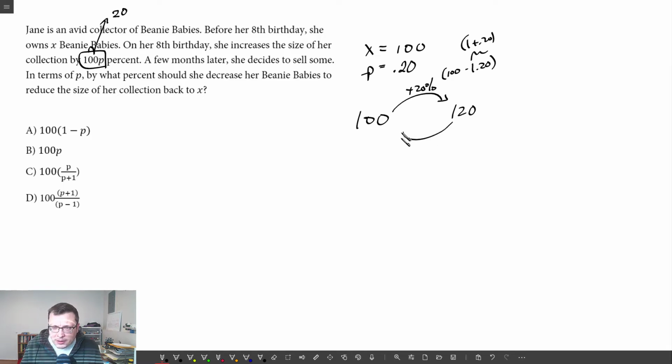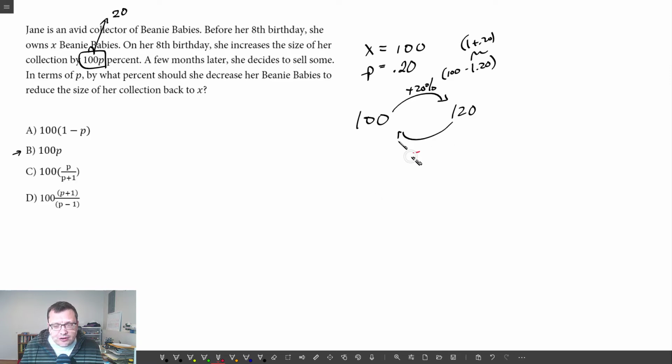So the question is, by what percent do I need to decrease to get back to start? Now, if you picked B, you probably thought, well, I just take away 20%. Right? I go from 120 to 100. I take away the 20% to get back to start. So it's like I'm just decreasing it by 100p%. It's a perfect circle, right? Unfortunately, it doesn't work. If you take away 20% from this, you won't get 100 again. I think you get like 96 or something. So that's not going to work.